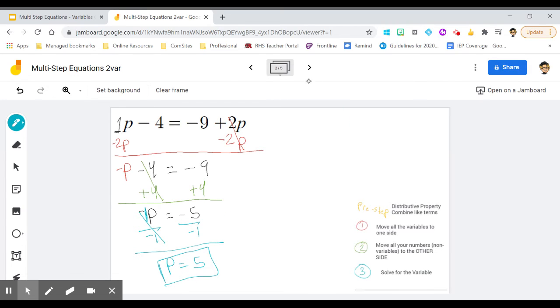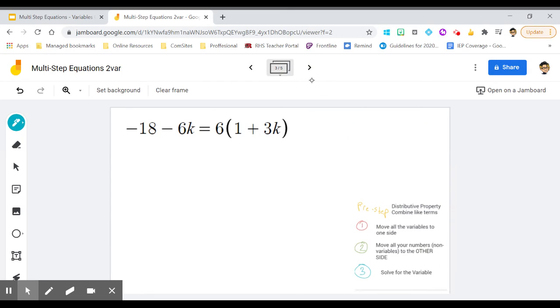Okay? Let's amp it up a notch. Look at this. Now, I got a whole bunch of things going on here, so let's deal with it first. I do have a distributive property, so I am going to take this 6 and distribute it to the 1 and to the 3k. I'm going to rewrite everything else. I'm going to get 6 times 1 plus 3k. Remember that 6 is going to get multiplied both to the 1 and to the 3k.